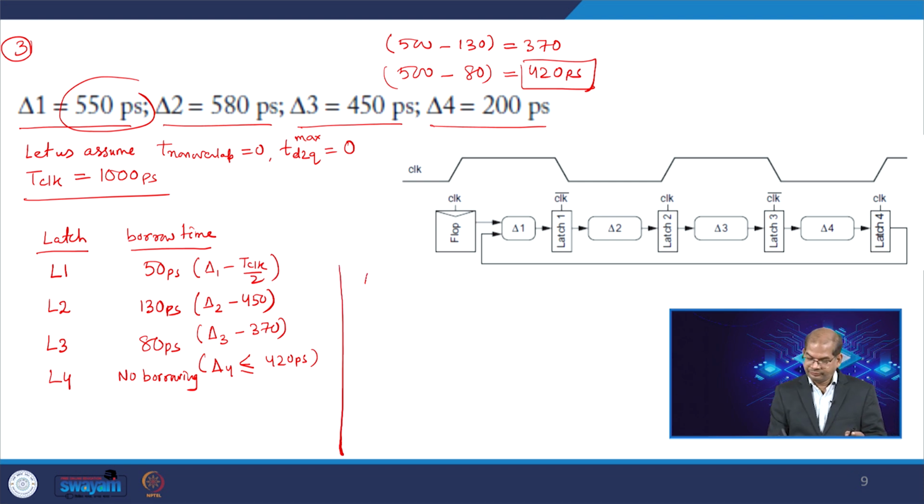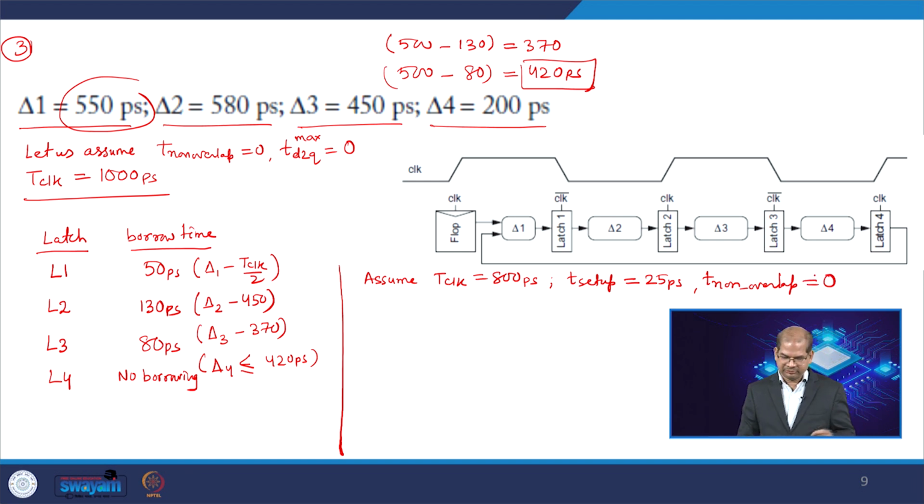Let us assume your T clock is 800 picosecond, then your setup time T setup is 25 picosecond and T non overlap is 0. This is a new case we are doing, analyzing the same system with these conditions. So, I am writing latch number, then the amount of time it is borrowing, borrow time.